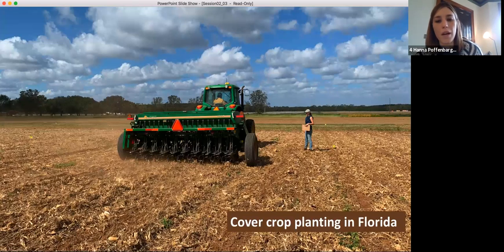And then around the time, so we soil sampled around the time of cover crop planting to get a good indication of how much soil inorganic N was available when those cover crops were planted. And this is a photo from Florida where they were planting the cover crop treatments.